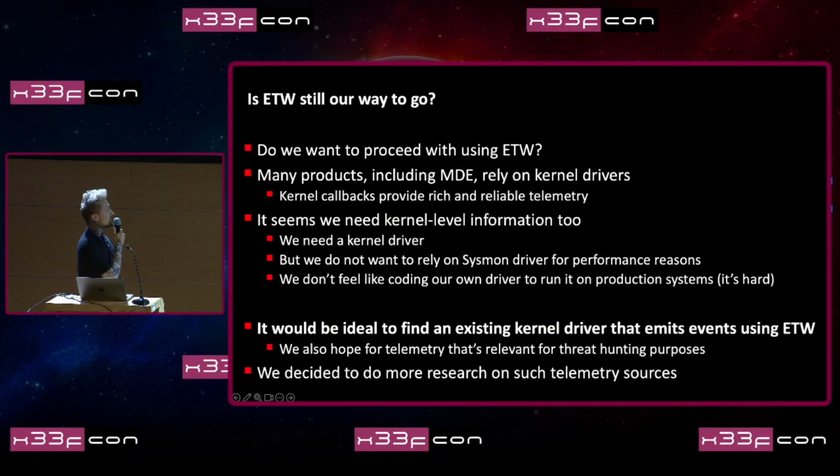So we thought about this, and we asked ourselves the question if ETW is still the way to go for us. If you look at security products, you can see that they are always using kernel-level telemetry, like MDE, for example. And essentially, they are leveraging kernel callbacks, which provide rich telemetry, which is also really reliable. But we don't have access to this information, but we kind of need it.